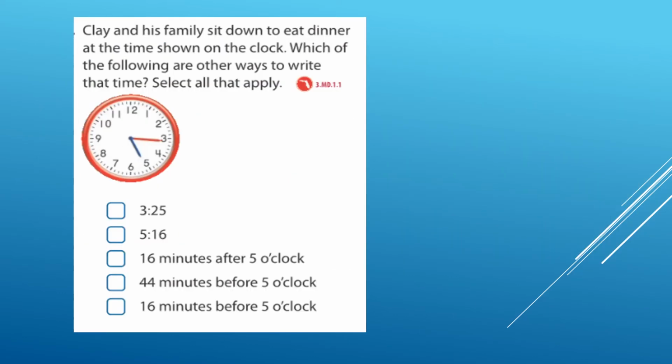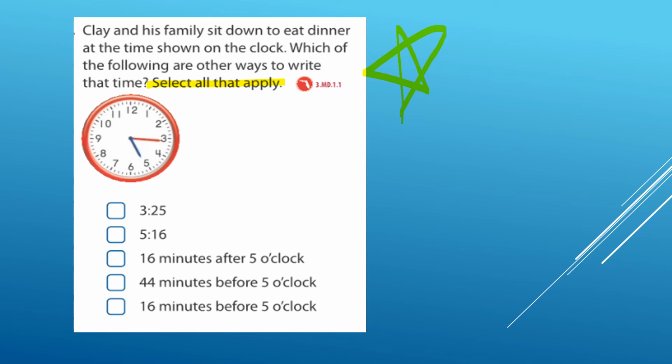Here is our little FSA style question. It says Clay and his family sat down to eat dinner at the time shown on the clock. Which of the following are other ways to write that time? Select all that apply. So friends, you should be taking a look at that, starring that, knowing that I am going to be choosing more than one answer here.